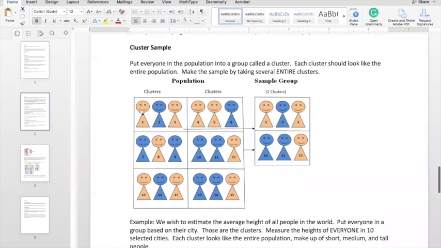Cluster: I put everybody in groups, but each group is already a mixture. Then I grab, say, these two entire groups, and now my sample is a mixture. It looks like the whole population.